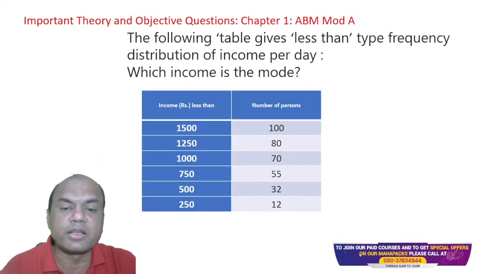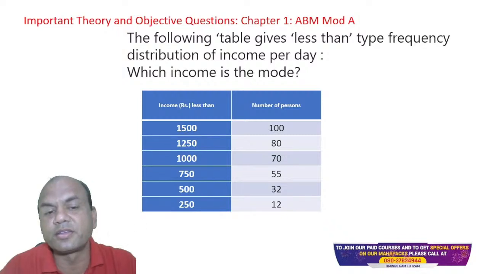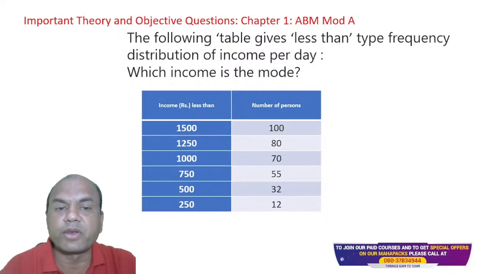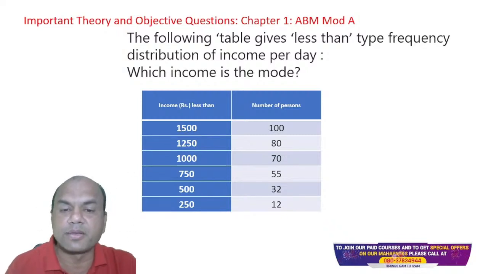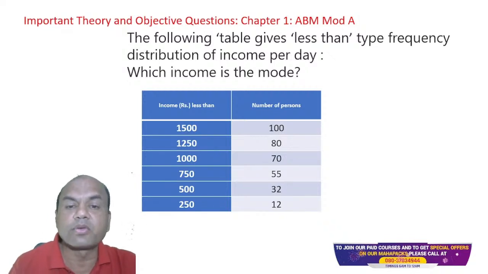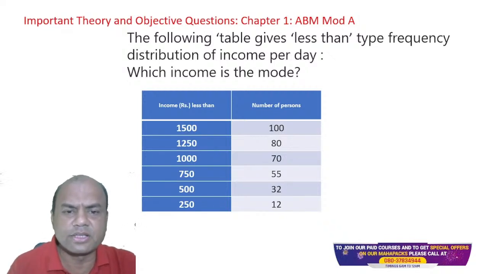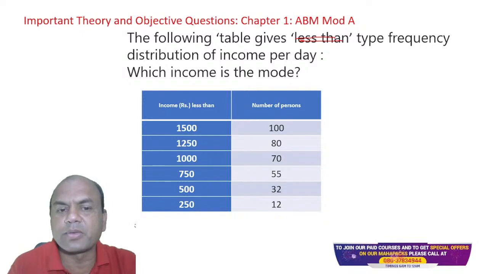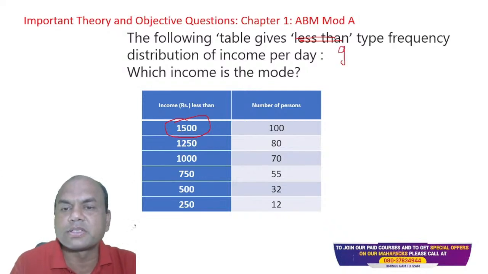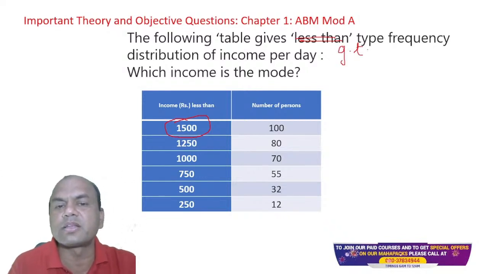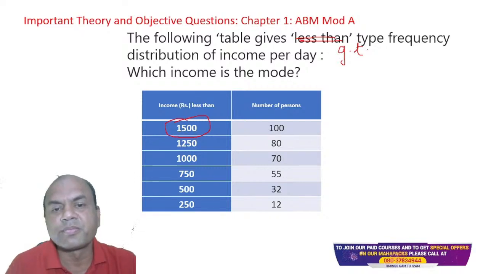The following table gives less than type frequency distribution of the income per day. Now what have you to do? Is this less than? I think it should be greater than type, because it is starting from the highest, 1500, and it is going to the lowest. So greater than type, GT I'll write it. The following table gives the GT type frequency of the income per day.